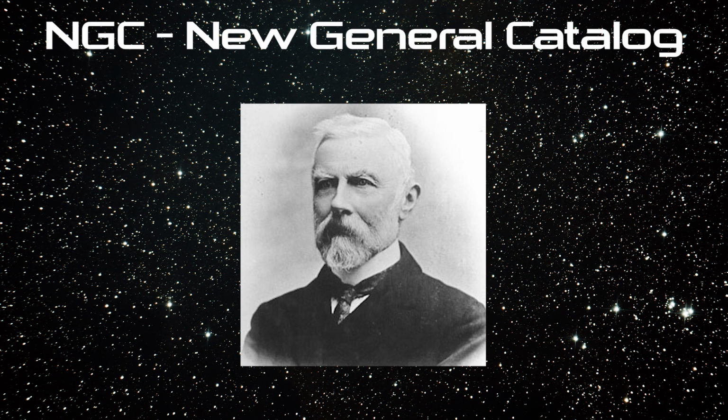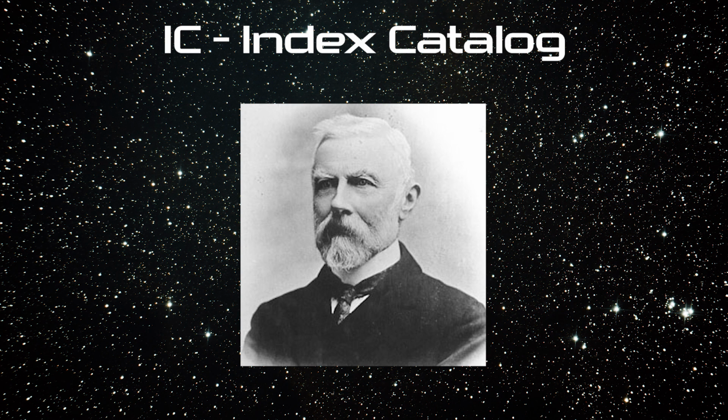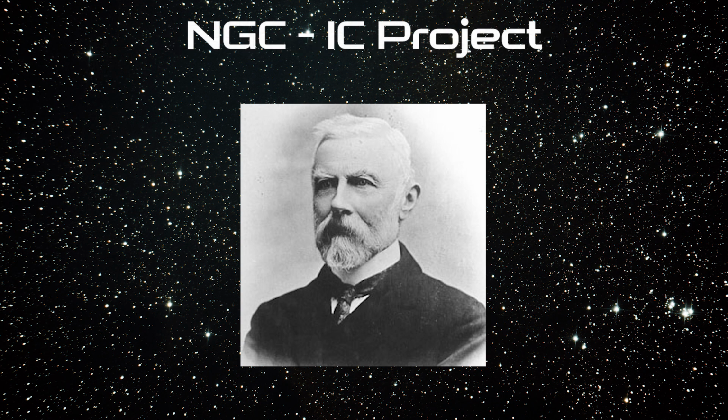Soon after the NGC's publication, the advent of photography allowed astronomers to discover thousands more celestial objects very, very quickly. In 1895, Dreyer published 2 supplementary catalogs of recently discovered objects. These supplements are known today as the Index Catalogs, or IC. The IC contains an additional 5,386 objects. Both the NGC and IC objects are in wide use today and contain a wealth of fainter deep sky objects.